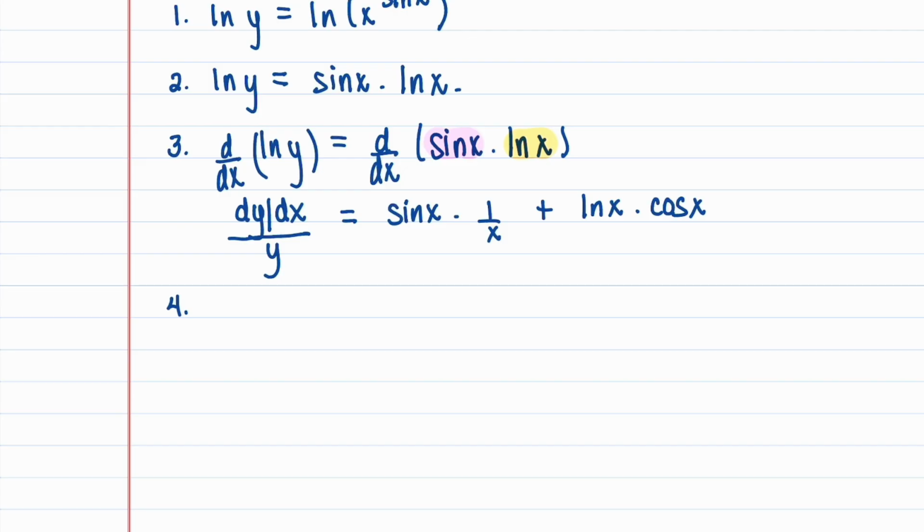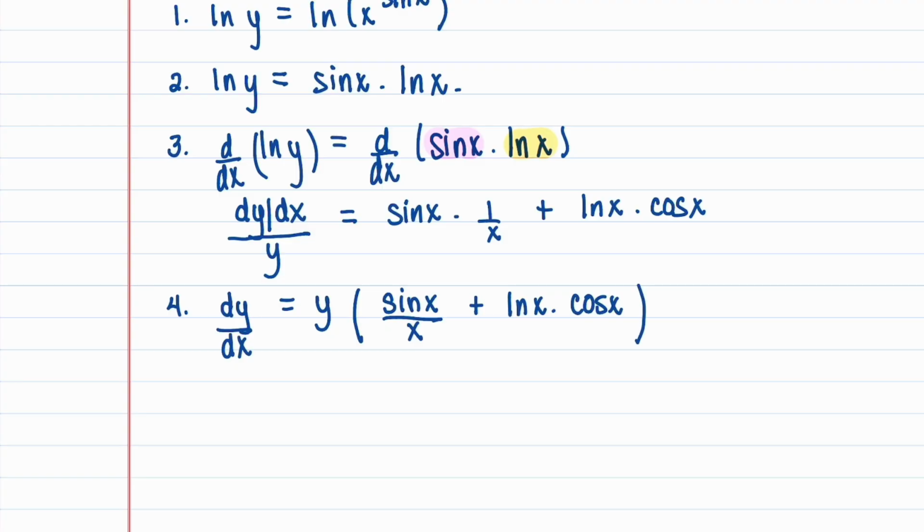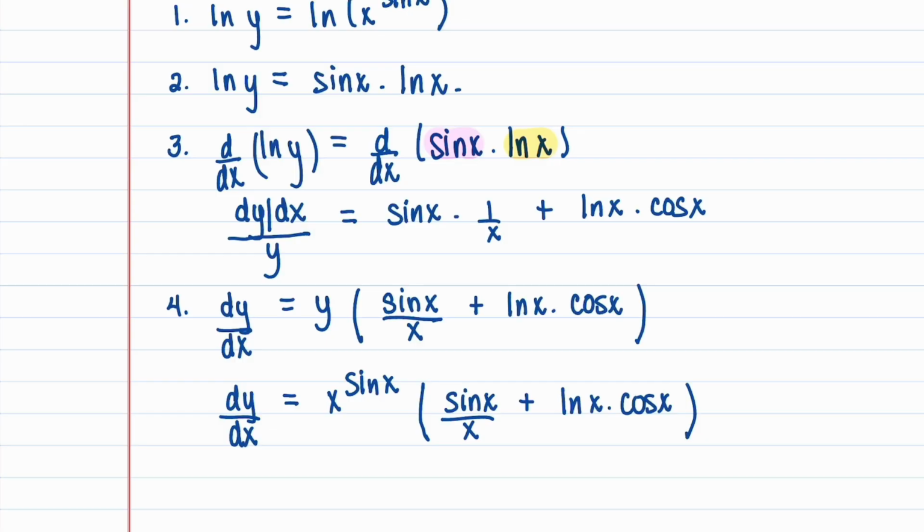Now for our fourth step, we just have to solve for dy dx. So we have dy dx is equal to y times sine x over x plus ln x times cosine x. And then our last step, which is easy to forget, is to go ahead and substitute back in what y is. Y was x to the sine x. And then we multiply this by sine x over x plus ln x times cosine x. And that's our final answer. And that's it.